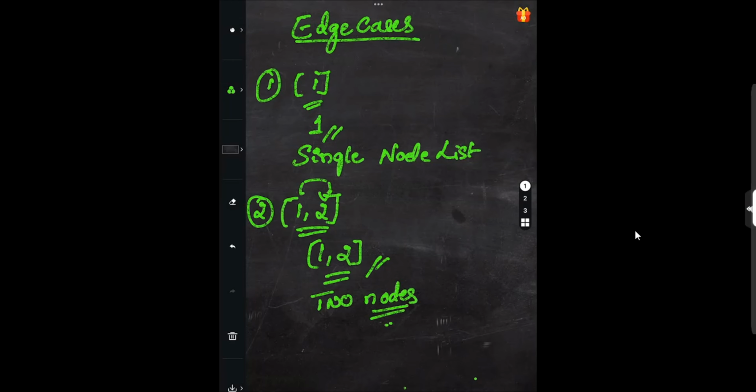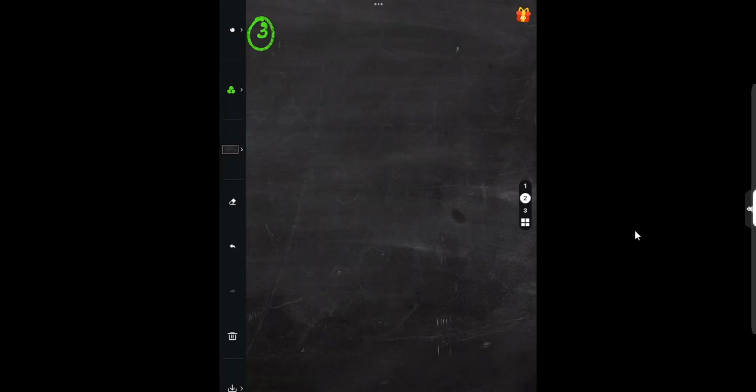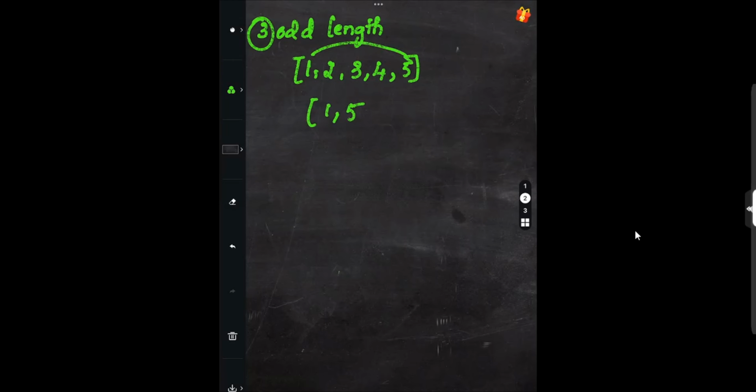This is fine. Let's move on with the third edge case, the odd length. Let's take an input which has odd length. I'll consider 1 2 3 4 5 as input, and the output will be the first and last element, 1 comma 5, then the second and last but one element, 2 comma 4, and finally 3.